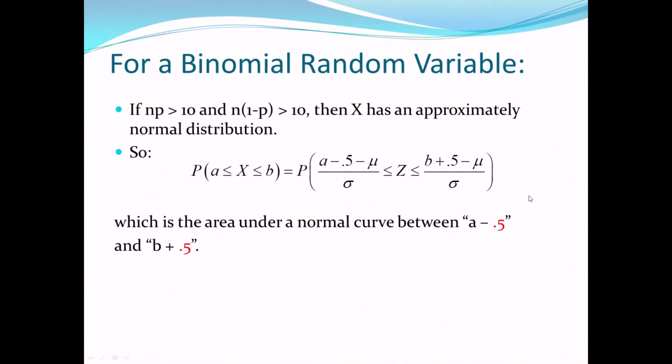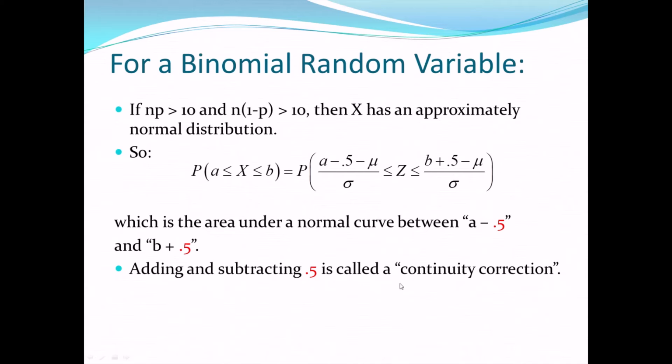All right, what is this minus and plus 0.5 all about? This is a continuity correction. In other words, it's taking something that's discontinuous and forcing it into something that is continuous. So the correction creates continuity.